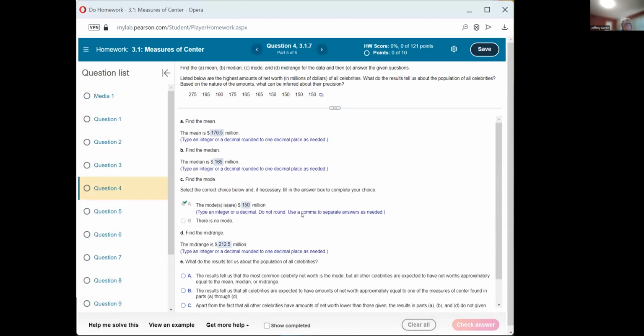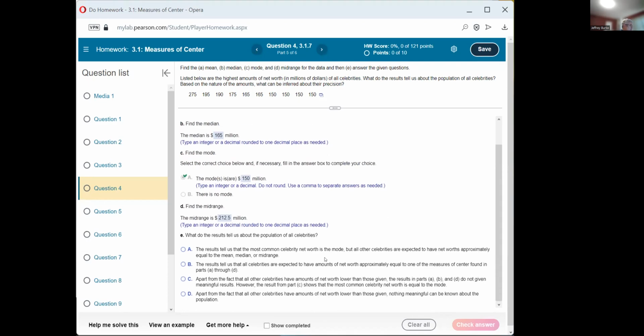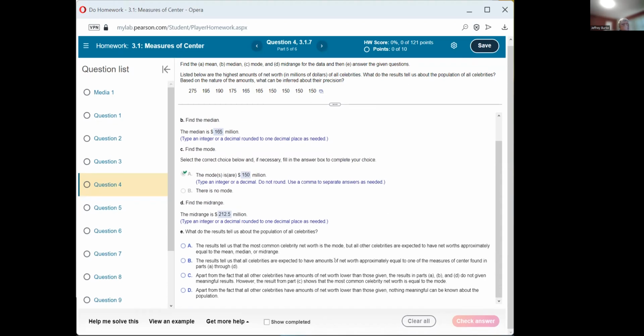And let's talk about what this question was saying. It says, listed below are the highest amounts of net worths in millions of dollars of all celebrities. So these would basically be your top 10 celebrities in terms of their net worth. What do the results tell us about the population of all celebrities? So what they're saying is we're given this sample of celebrities. Is this something we can generalize to the population of celebrities? Well, they're clear that the celebrities they selected weren't just some random sample. They selected the top 10.